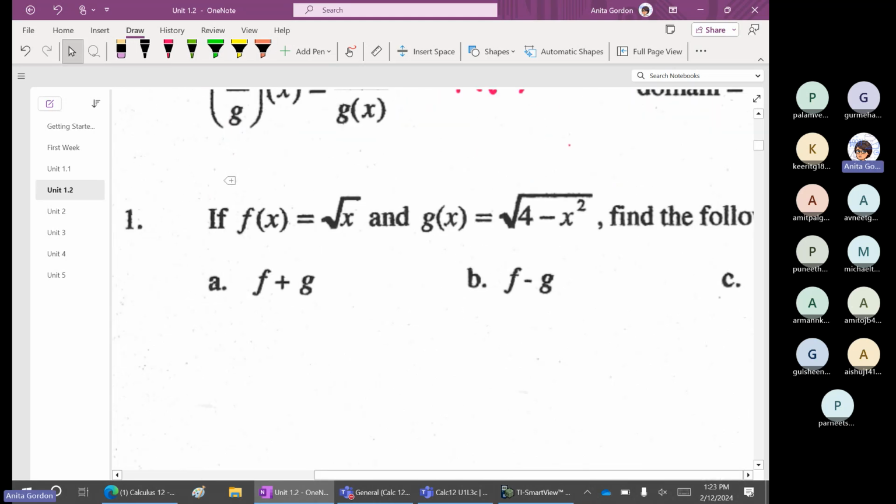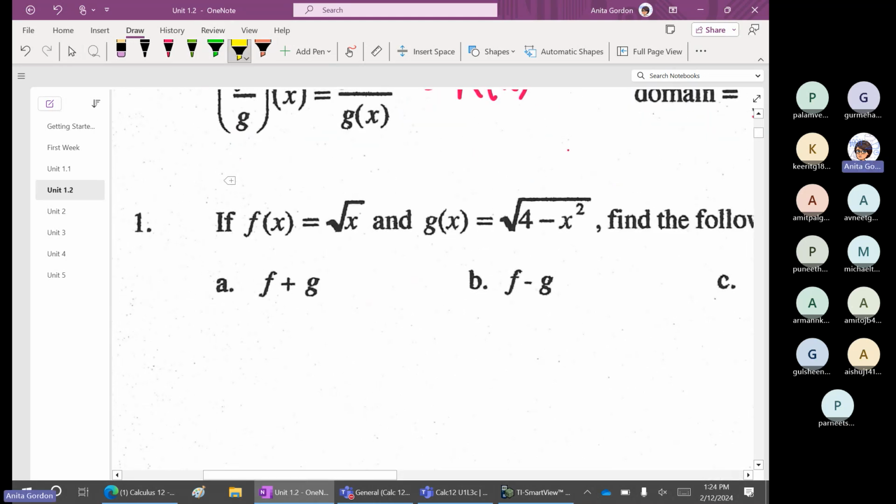Okay, so here is an example. We have function f, which equals the square root of x. Can you tell me what is the domain of f, the square root function? What are our allowable values for the domain? What is x allowed to be? Greater than or equal to 0.